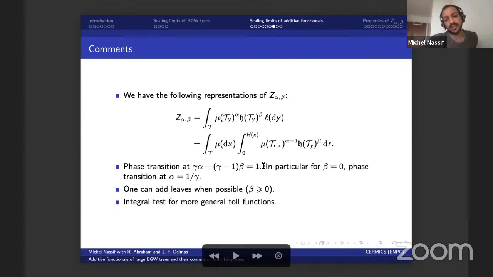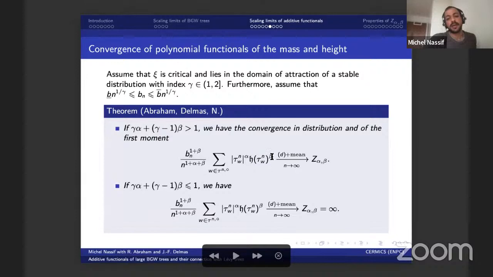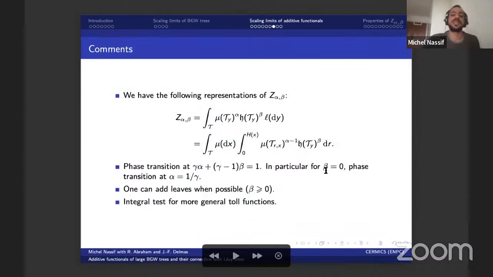And in the last result we were looking at the size and the height. Now, if we take beta equals zero, we get only the size, and so we should be able to recover the results. So in fact, for beta equals zero, we get that there's a phase transition at alpha equals one over gamma. This was already known in the Brownian case, but not known in the general stable case. So we proved this conjecture.